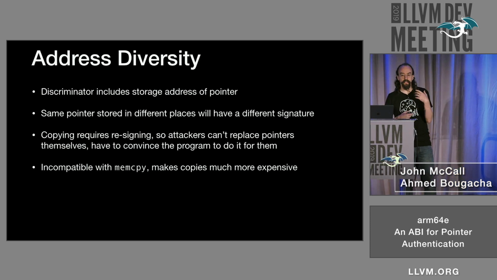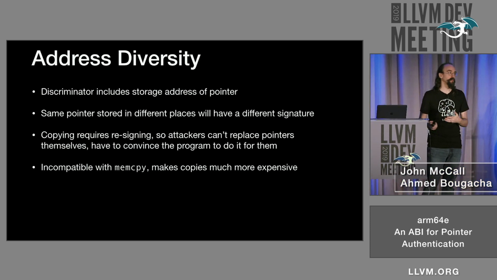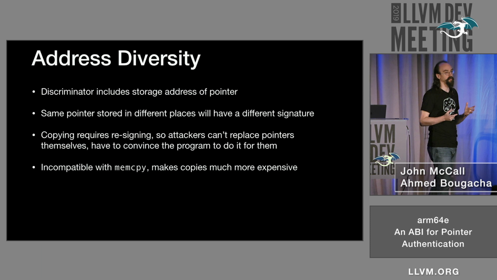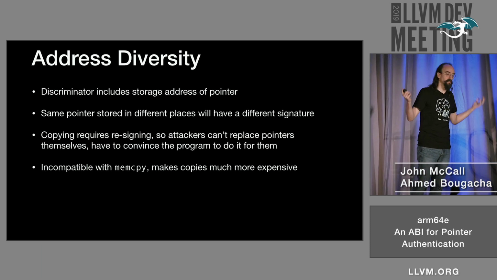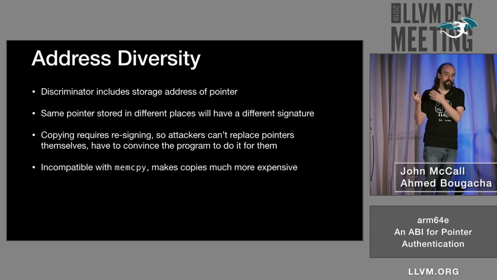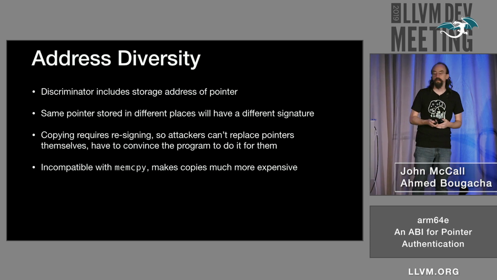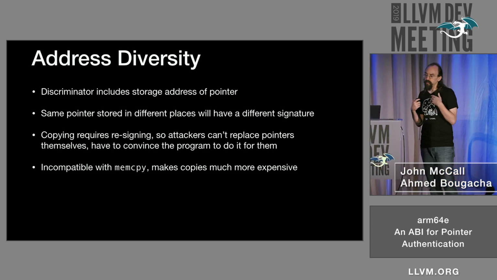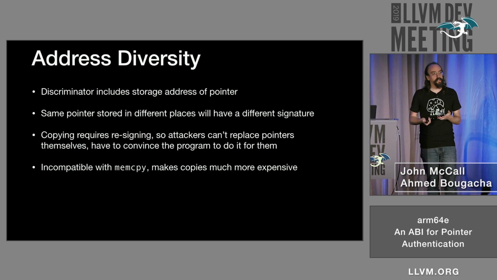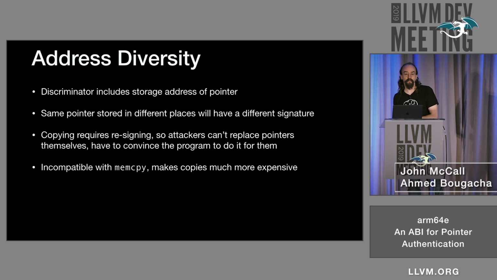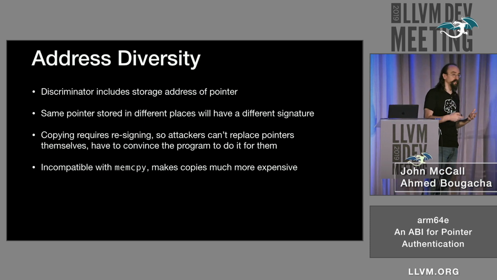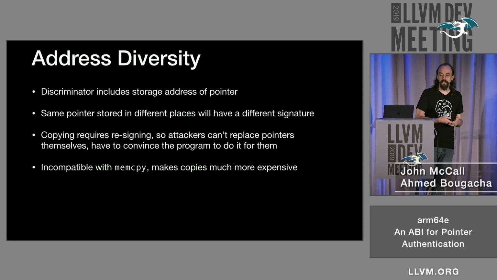Address diversity means that the discriminator includes the storage address of the pointer. So if you have a function pointer and it's stored in a variable called x, and x is at address 1024, then 1024 is part of the discriminator. When you're using address diversity, it means that the same pointer, when it's stored in different places in memory, will have a different signature. That's a really powerful sort of thing to be able to say.